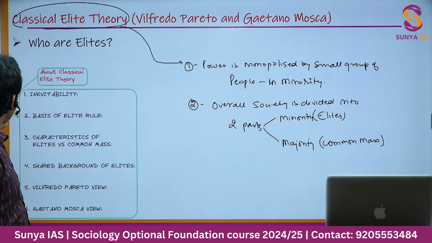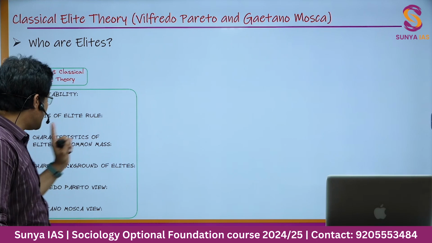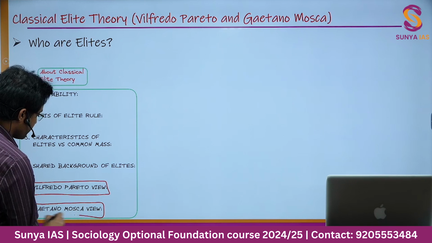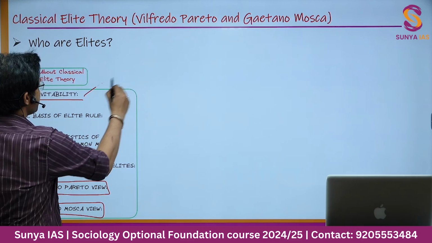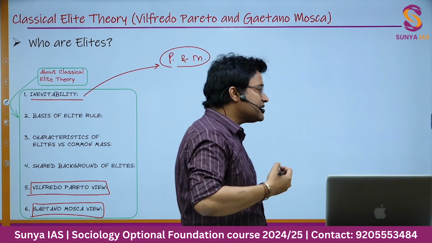Now let's start with the various important features, and remember all these features are basically also the features of Vilfredo Pareto and Gaetano Mosca. Then I'll be talking in detail about the Pareto view and then the Mosca view. So now let's start one by one. First one is inevitability. Both Pareto and Mosca believe that elite rule is inevitable.